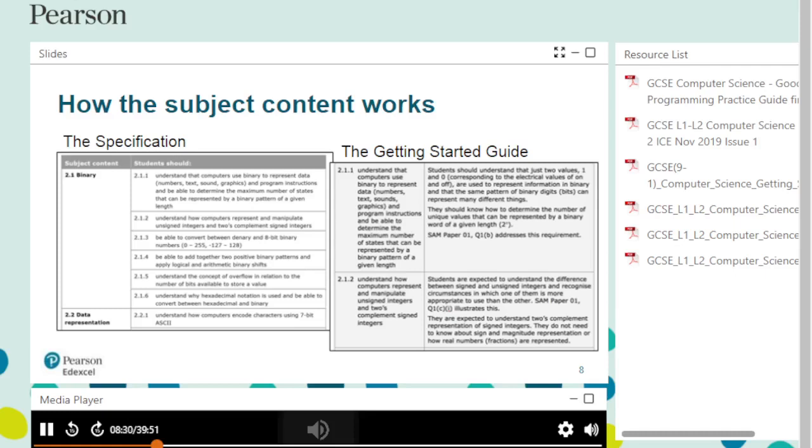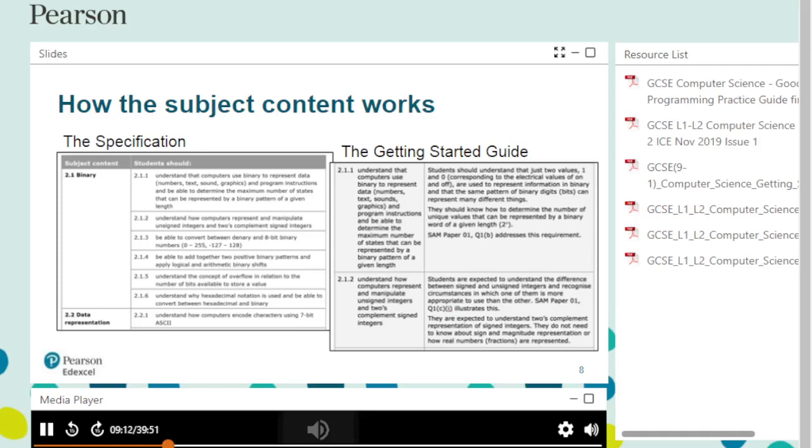As you can see, statement 2.1.4 starts with be able to, denoting something practical that students will have to be able to do. In this case, add together 2 binary numbers and shift the bits in the binary number left and right. Statement 2.1.5 starts with understand. It specifies it's a piece of theory that students are expected to learn. Statement 2.1.6 has both an understand and a be able to. In this case, students need to learn why hexadecimal notation is used and how to convert between binary and hex.